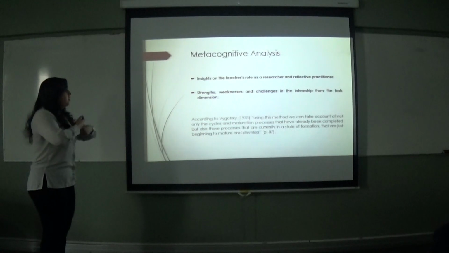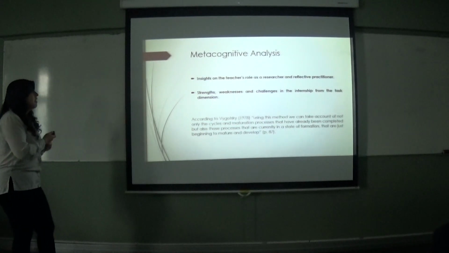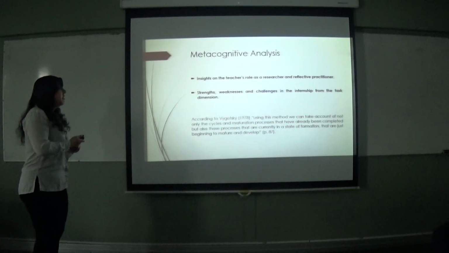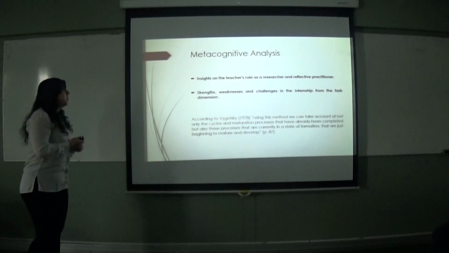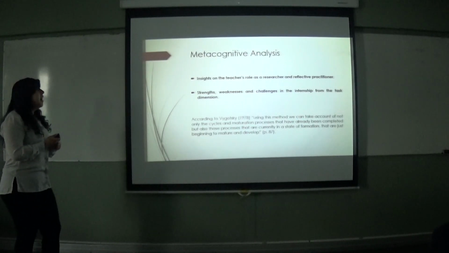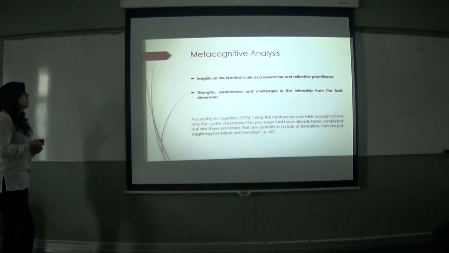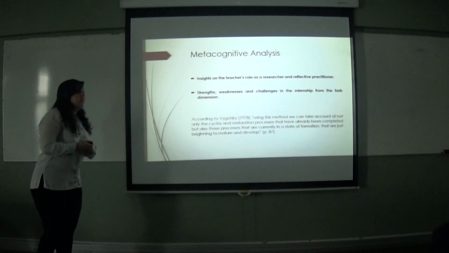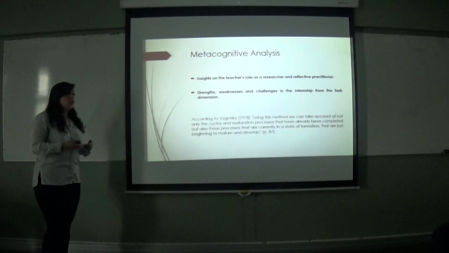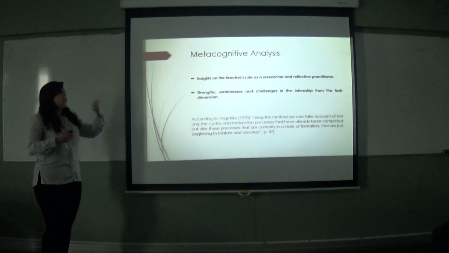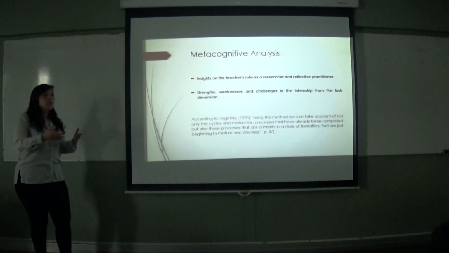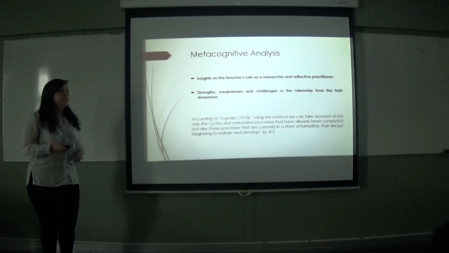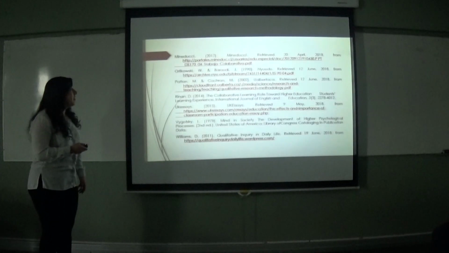So according to Vygotsky, 1978, using this method, collaborative learning, we can take account of not only the cycles and maturation processes that have already been completed, but also those processes that are currently in a state of formation, that are just beginning to mature and develop. This means that with collaborative learning, we are aiming for students not only to grow as they are, but to keep growing more. All these are my references.